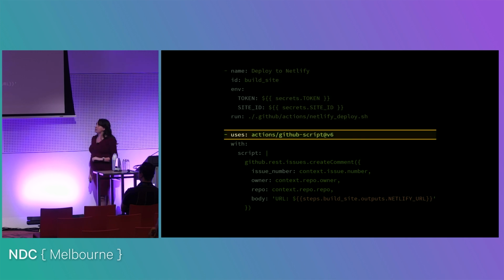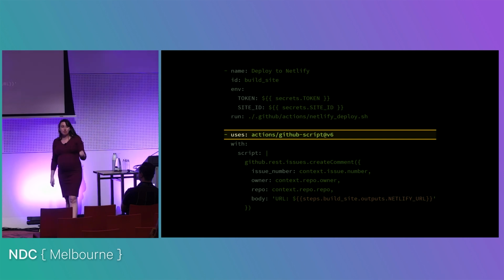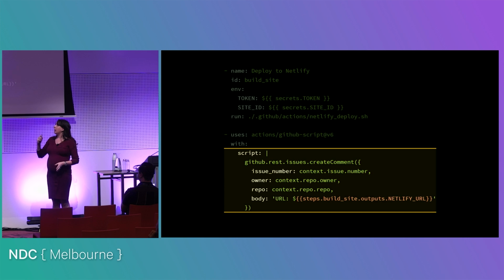So my next step, I'm going to use the GitHub Actions script. This allows me to do a whole bunch of stuff in GitHub. In this case, add a comment to my pull request, which is actually an issue because pull requests and issues are the same thing for some reason. So I'm going to add a comment to my pull request, which is an issue.